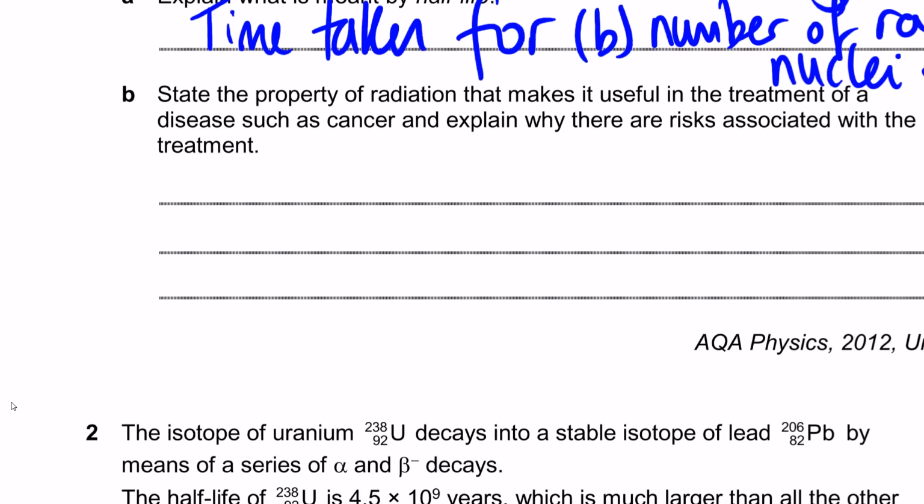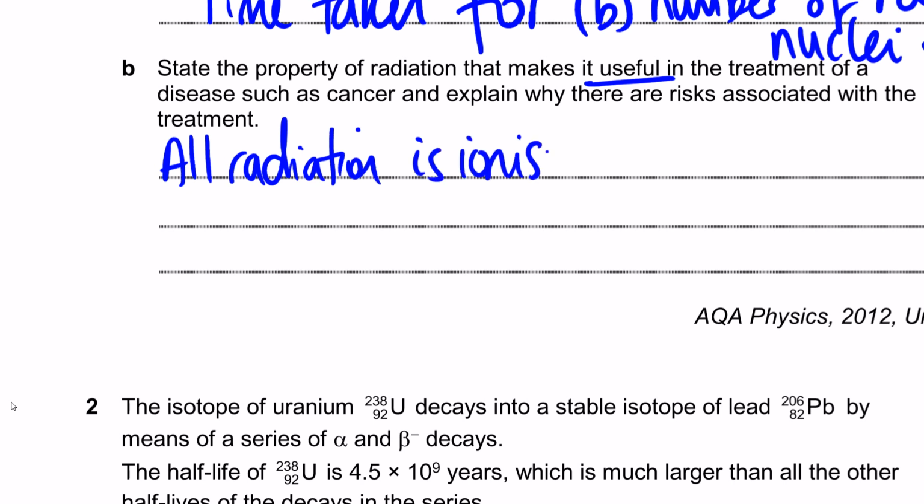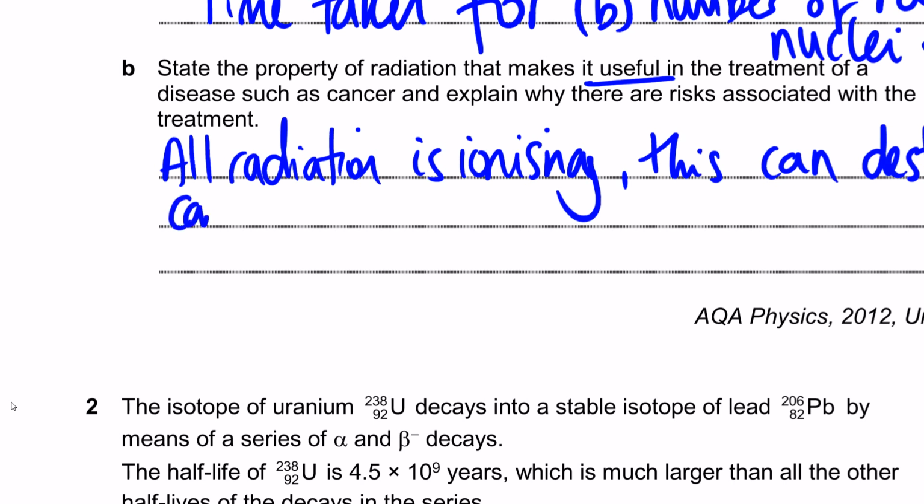State the property of radiation that makes it useful in the treatment of a disease such as cancer, and explain why there are risks associated with the treatment. So we'll answer these in two parts. The first part is, why is it useful? Okay, all radiation is ionizing. So it turns atoms into ions by stripping electrons. This can destroy or kill cancer cells.